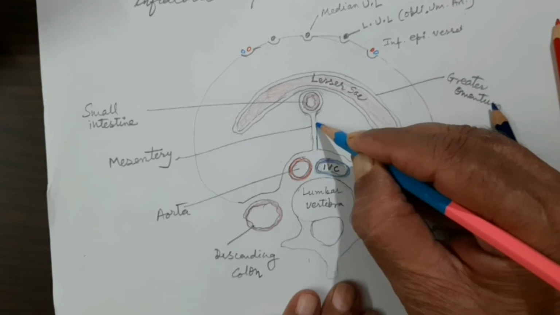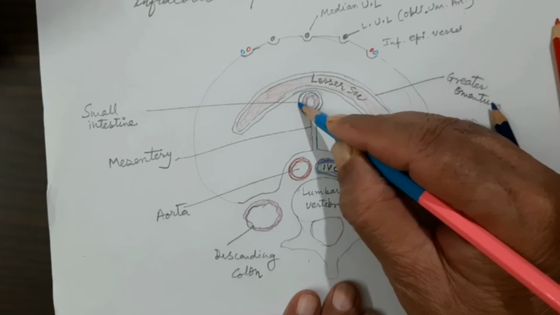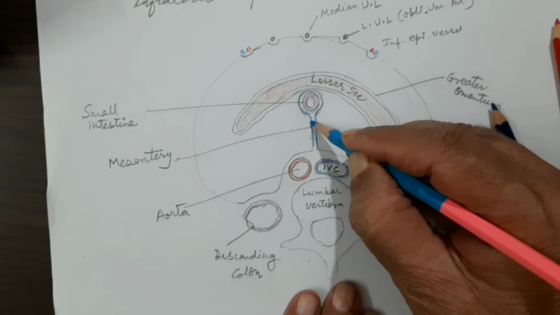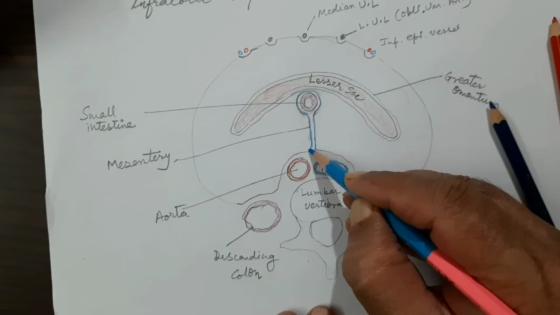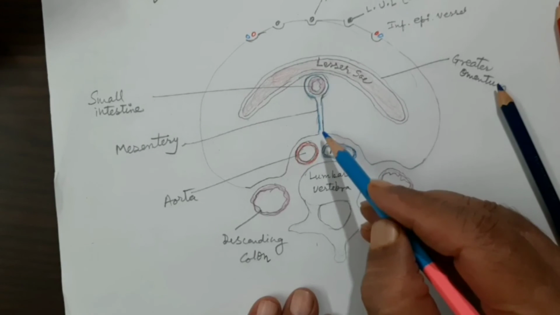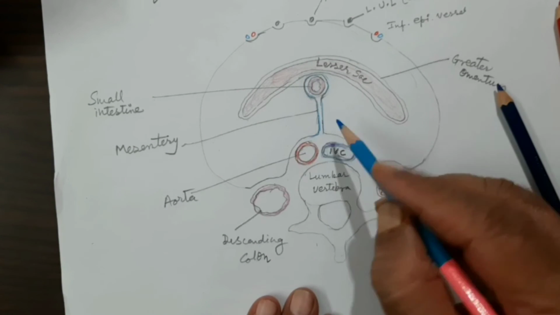This will go here, this layer of the mesentery, then it will wind around the small intestine and form the second layer of the mesentery. As the mesentery is double layered, there is no gap, they are fused with each other. Just for understanding, I have drawn them away from each other.